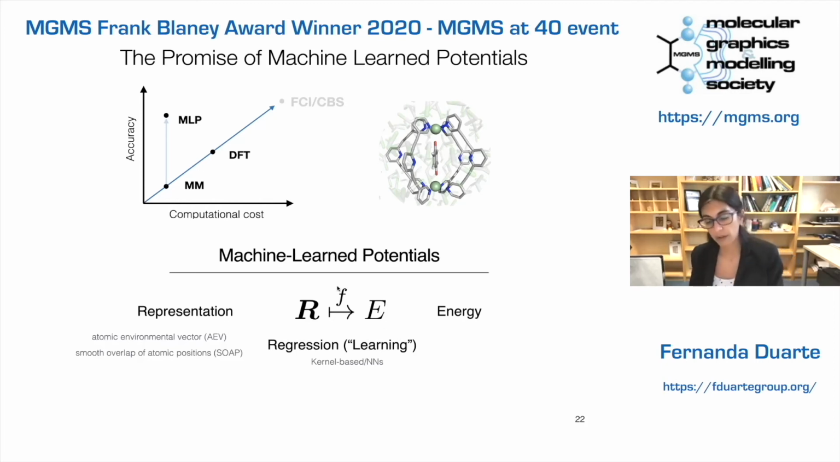I will go just briefly on what a machine learning potential is, because that was described much better before. There are different representations. So usually the way that we choose is how do we represent our system. We give this representation to a regression approach that can be either kernel-based or a neural network. And from that, we obtain energies and forces. And if we have energies and forces, we can propagate dynamics.